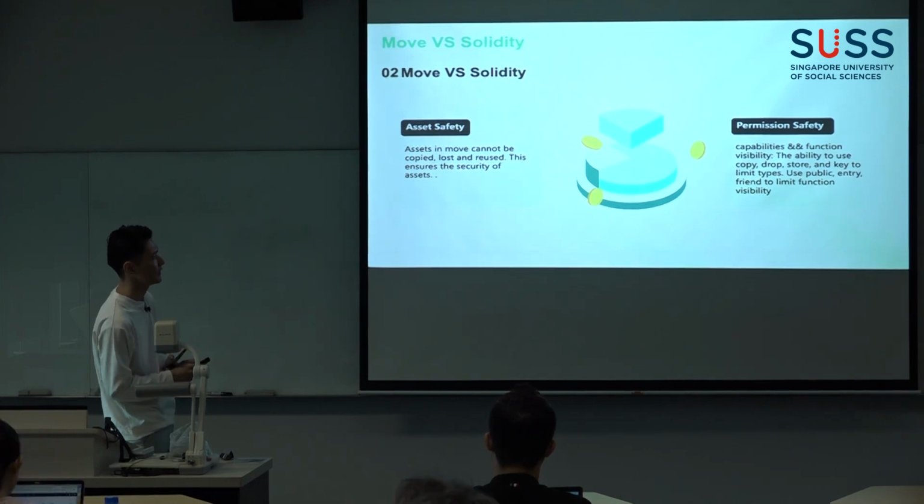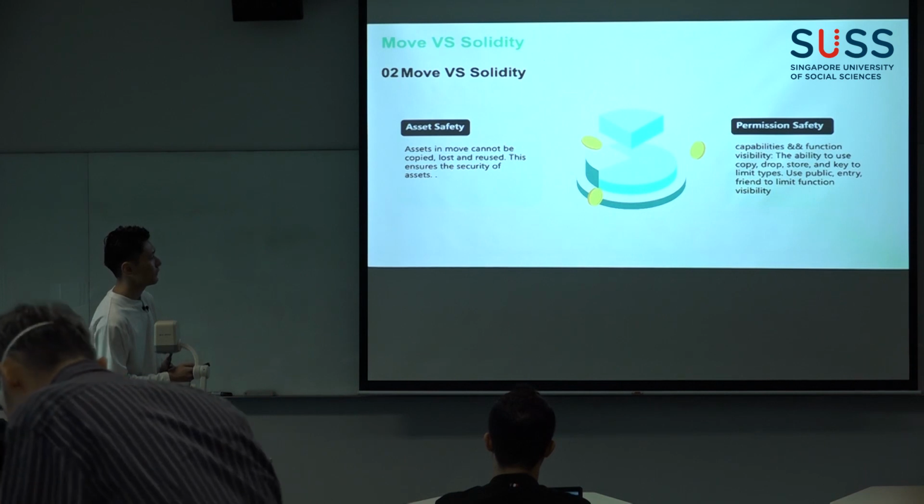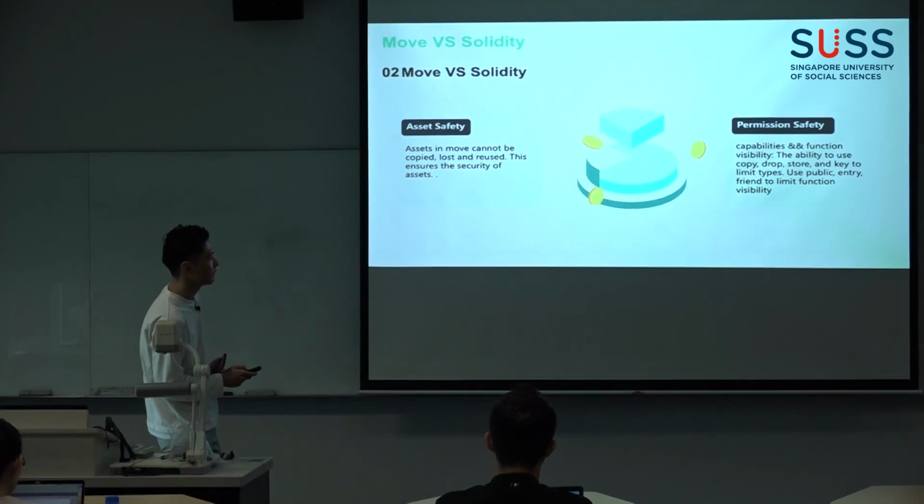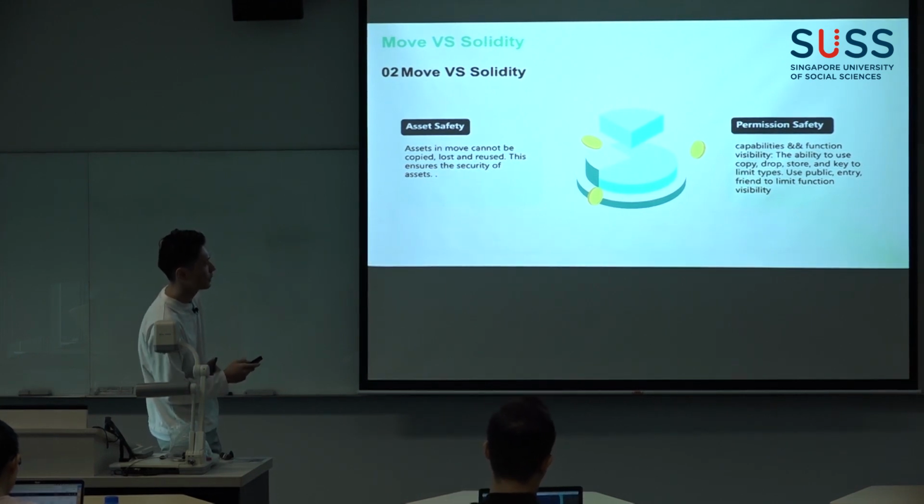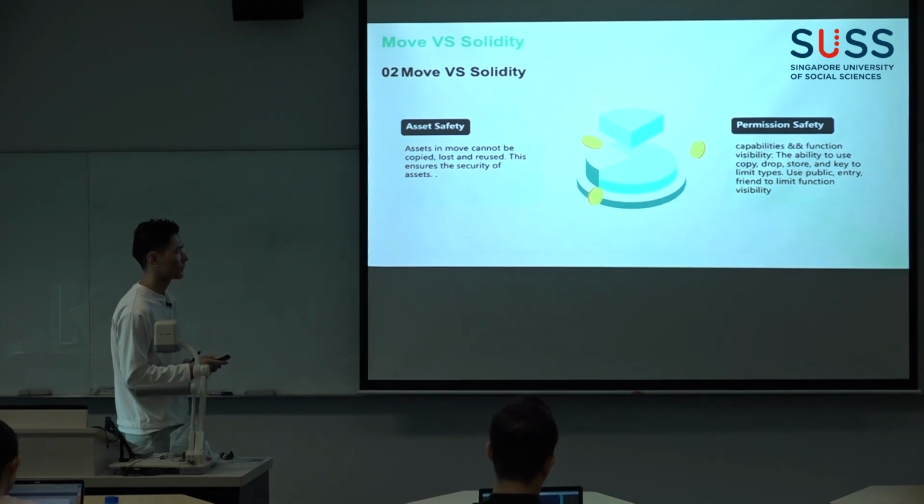And there's permission safety. In Solidity, the default function visibility is public, which means everyone can call the function. In Move, however, it is private, and you have to enable it. Objects have different capabilities. The ability to use drop, copy, and store can limit the object's permission scope.